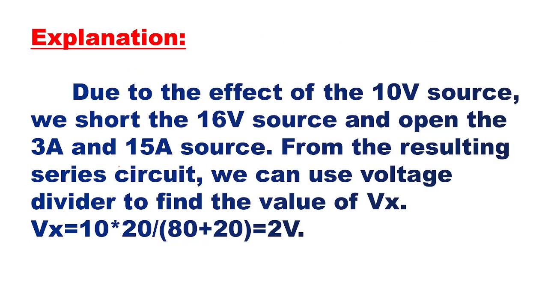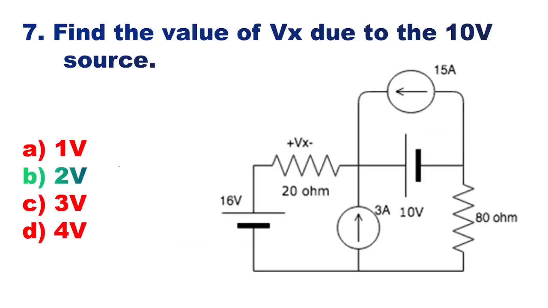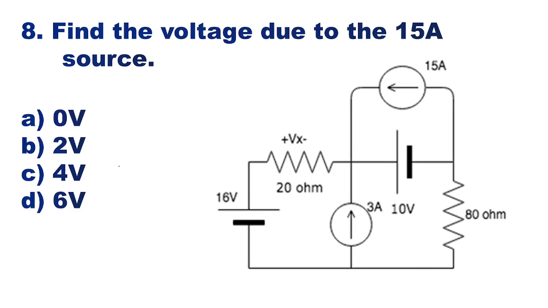So here you can have an explanation. Due to the effect of the 10 volt source, we short the 16 volt source and open the 3 ampere and 15 ampere sources. From the resulting series circuit, we can use the voltage divider to find out the value of Vx. Vx is equal to 10 into 20 upon 80 plus 20, which is equal to 2 volt. So option B is the right answer, that is 2 volt. Then we'll go to the next question, question number 8.